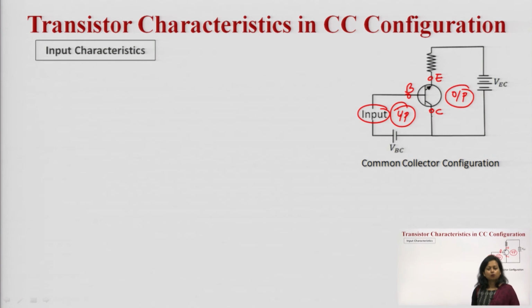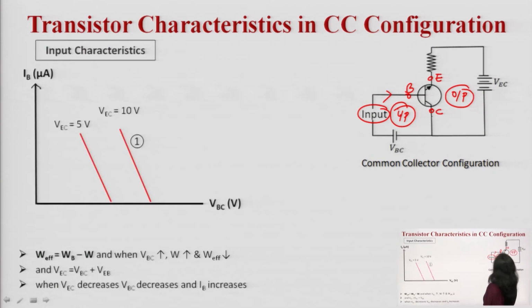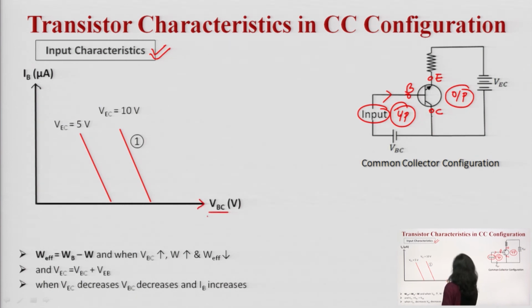Now you can very quickly draw this characteristic curve because it is very clear to you. Input characteristic is between input current and input voltage. Output characteristic is between the output current and output voltage. If you have to plot the input characteristic, this is between the input voltage, which is VBC, between base and collector, and input current, which is IB, and the value of IB is very small, of the order of microamperes.